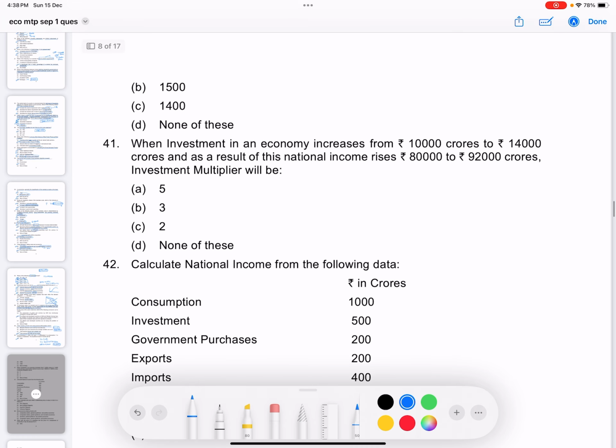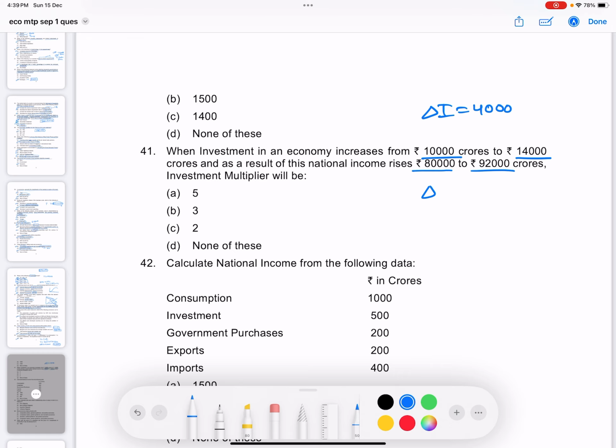When investment in an economy increases from 10,000 to 14,000. So what they are giving is change in I is 4,000. And as a result of this, national income rises from 80,000 to 92,000. So change in Y is 12,000. They are asking what is the investment multiplier. Investment multiplier value is change in Y by change in I. So this is 12,000 by 4,000, which is 3. Investment multiplier suggests by how much the income level increases if investment increases by 1 rupee.